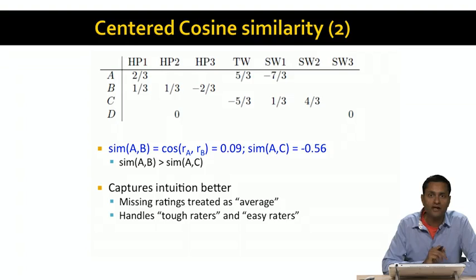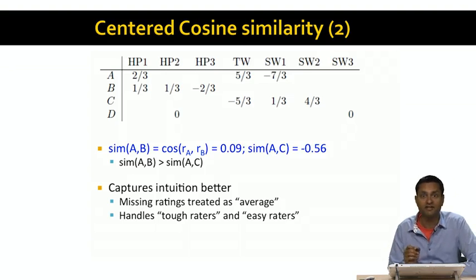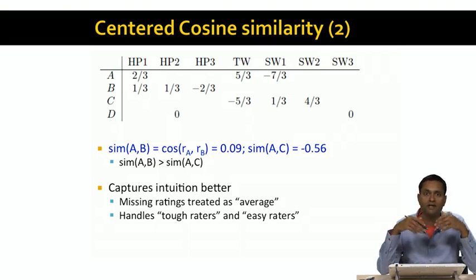So the centered cosine captures our intuition of similar users much better than the simple cosine. This is because the missing ratings, instead of being treated as negative ratings, are actually treated as average ratings. Also, this turns out to be a nice way to handle tough raters and easy raters, because some people tend to be tough raters and rate movies on a scale really of 0 to 3, while others tend to be easy raters and tend to be much more liberal with their star ratings.